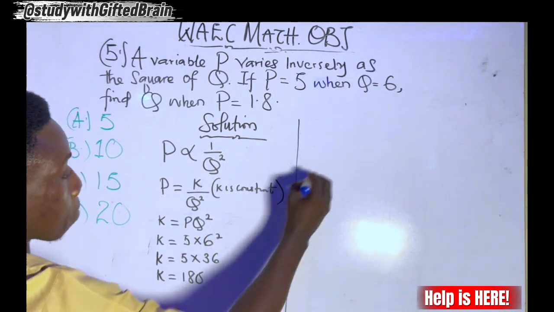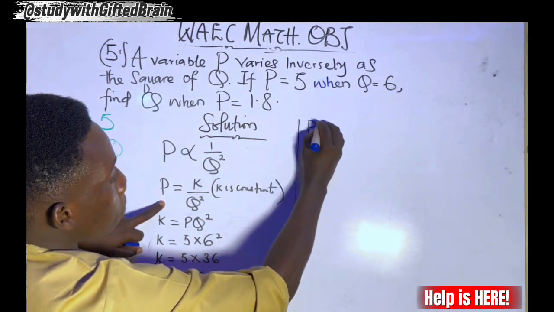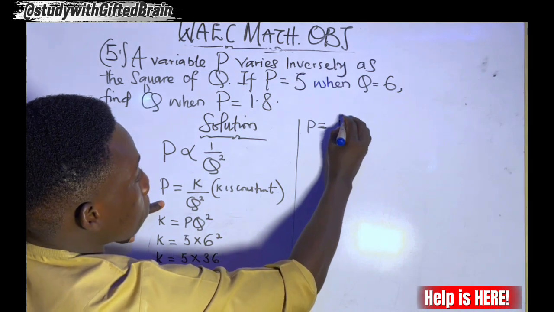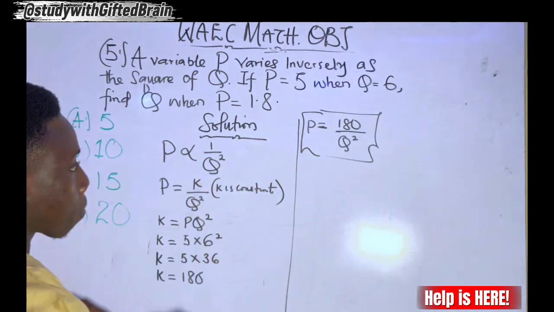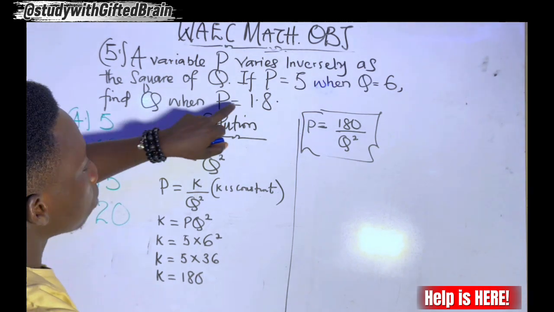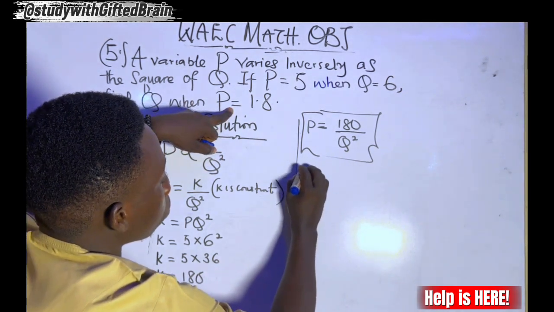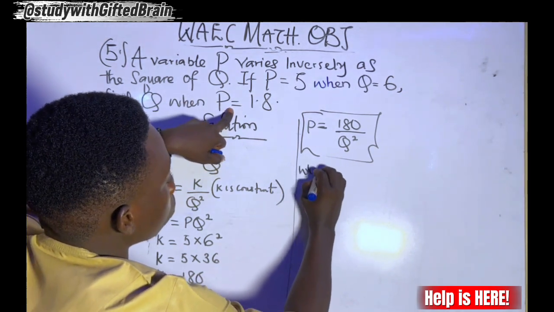Now, we are going to put that value in the formal equation where I wrote k is constant, so that we can get the relationship between p and q. So the new equation is now going to be p equals 180 over q squared. This is the relationship between p and q. But we have to find q when p equals 1.8. So this is what we are going to be doing now.